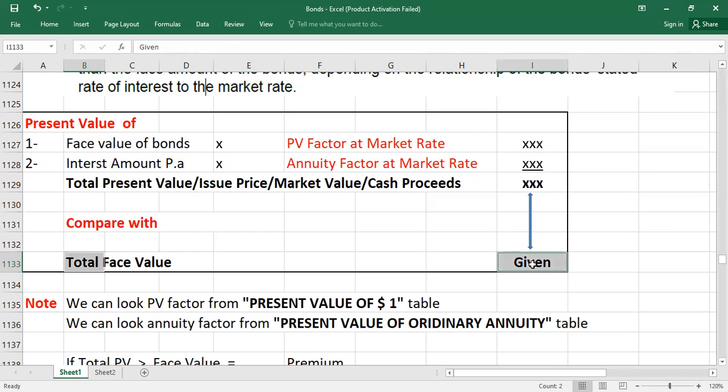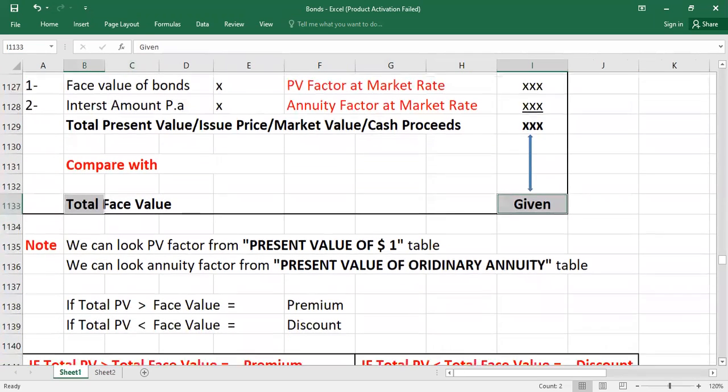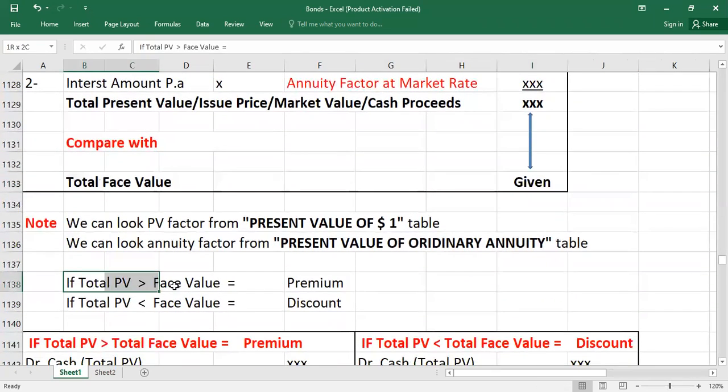Now there could be 2 or 3 scenarios at maximum. Scenario number one: maybe your total present value is greater than face value, so the difference is called premium. Second, if your total present value is less than face value, the difference is called discount. And third, if your present value is equal to the face value, of course it should be issued at face value. So now just quick entries, then we will practice.